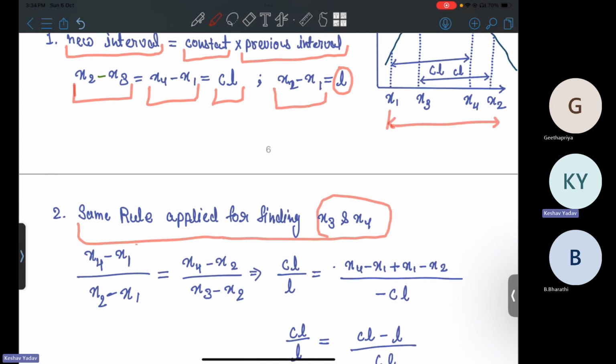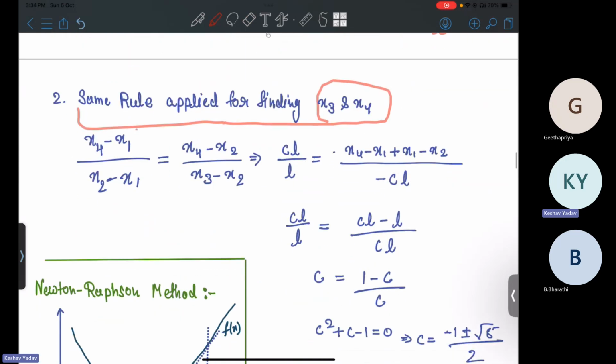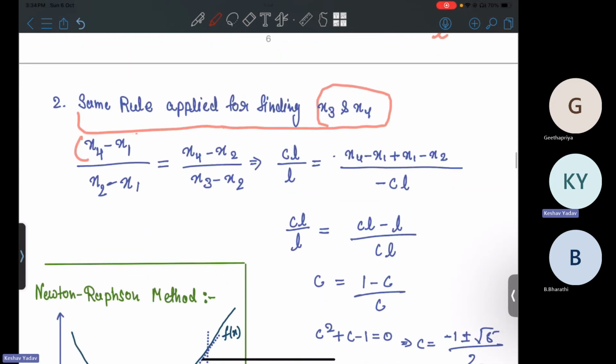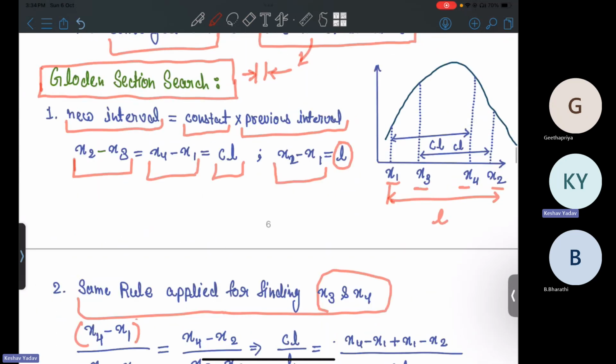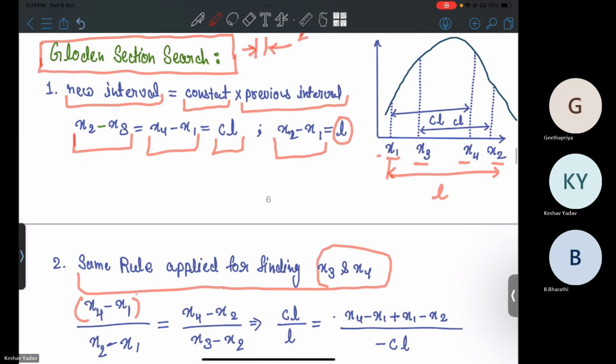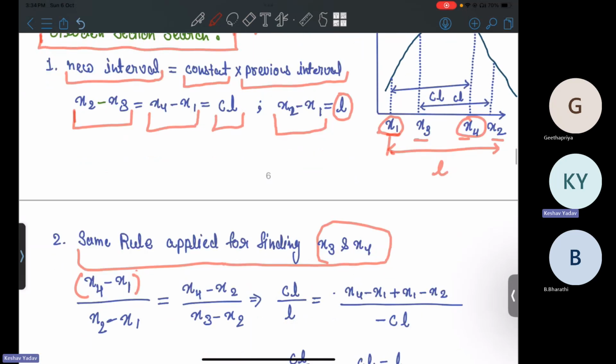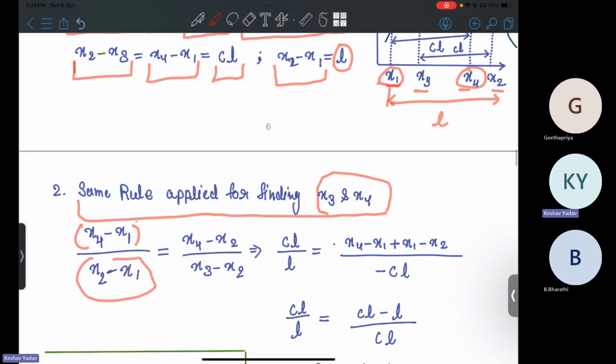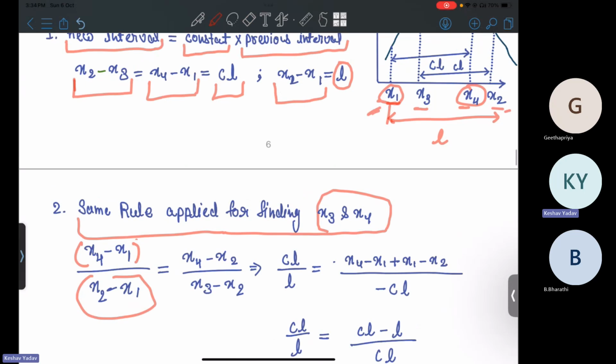This length is what? My L. So this x1 to x4 is CL. This x2 to x3 is CL. The condition is like that. The x4 minus x1 is what? From here to here divided by total from here to here.